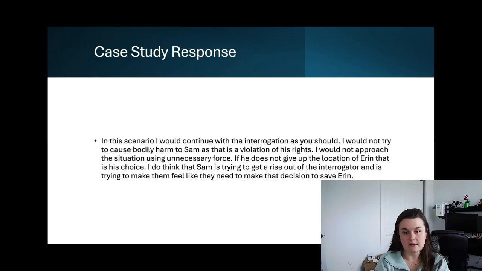I do think that Sam is trying to get a rise out of the interrogator and is trying to make them feel like they have to make that decision to save Aaron. I also feel that he may not actually know information about her. I don't want to say give him the benefit of the doubt, but just causing him harm isn't going to do anything necessarily.